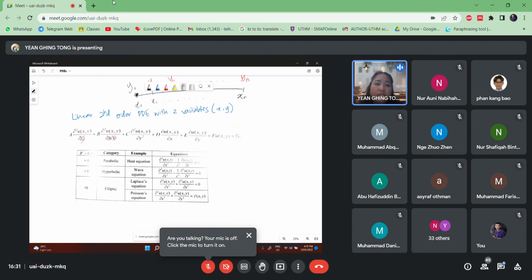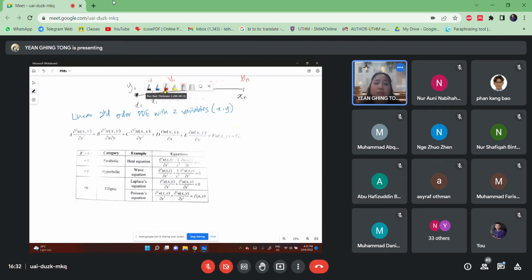A, B, C, D, E, F, G here are actually constants, or functions of x and y. This is a constant, so the value can be any value. It can be negative, can be positive.